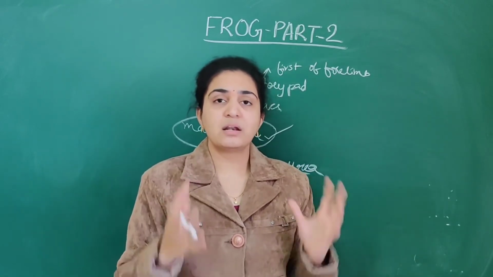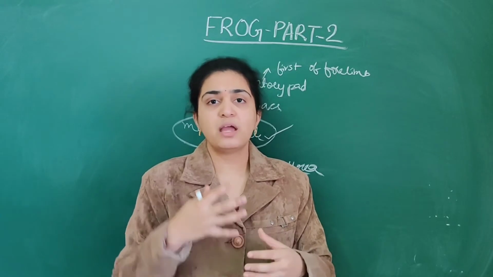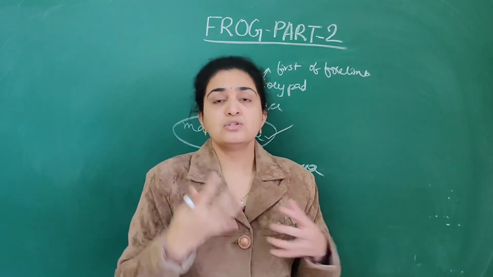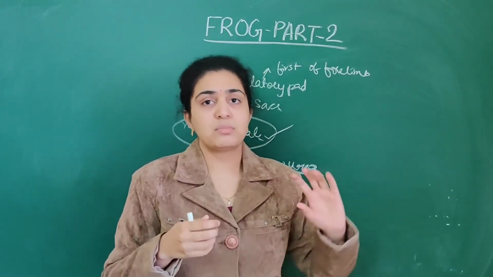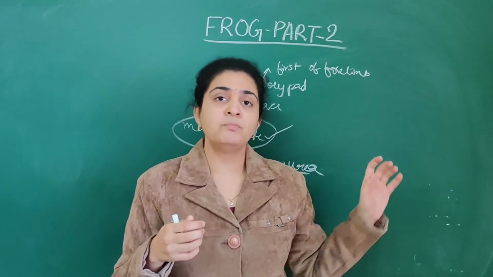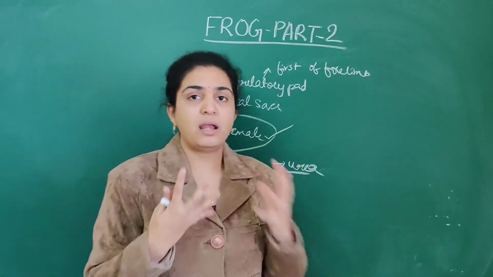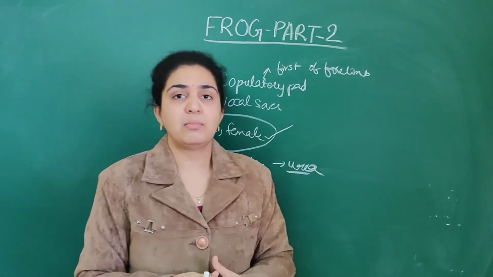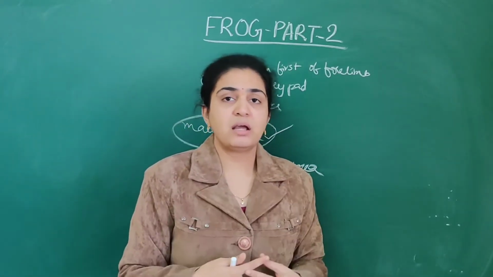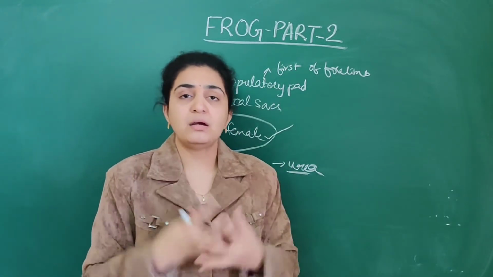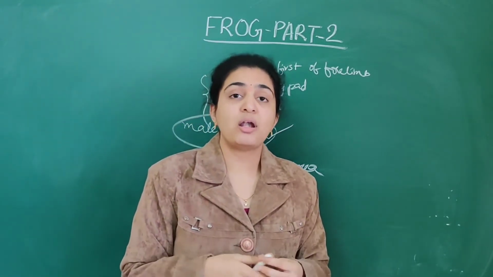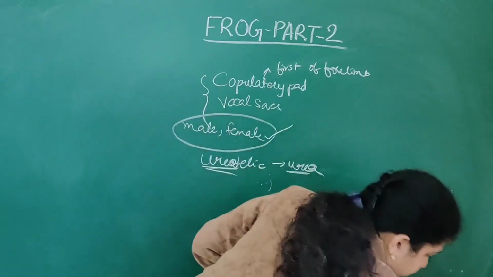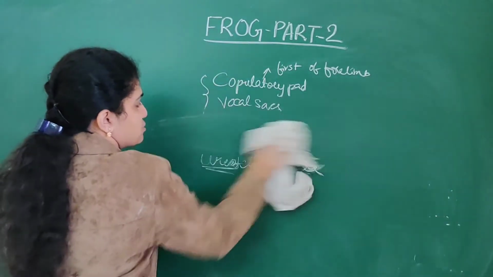Next, the kidneys are reddish bean-shaped structures. All this we have discussed in the last class. So if any points are missed, just go to the last video, frog part 1, where we have discussed all this in detail. Next, the main system, that is called the digestive system. Now we'll deal with the digestive system.